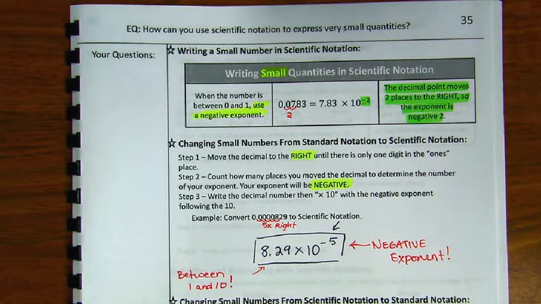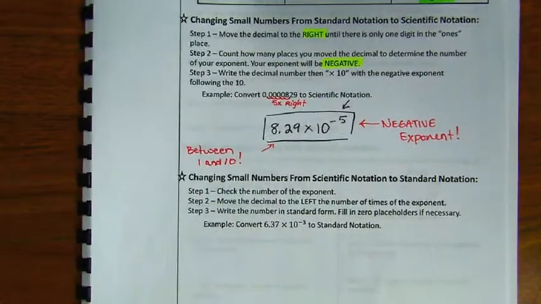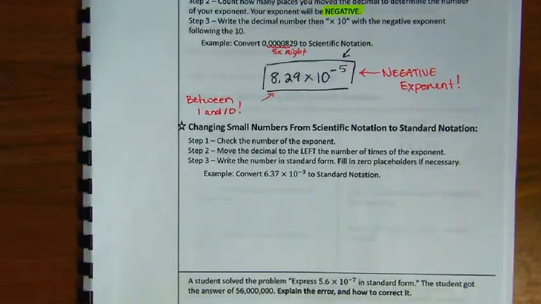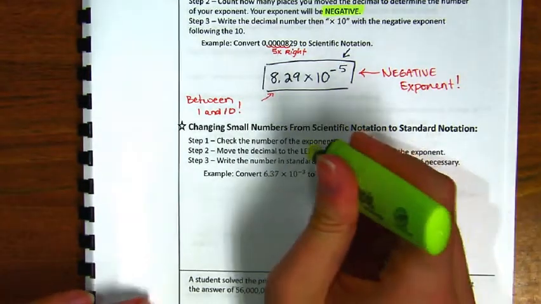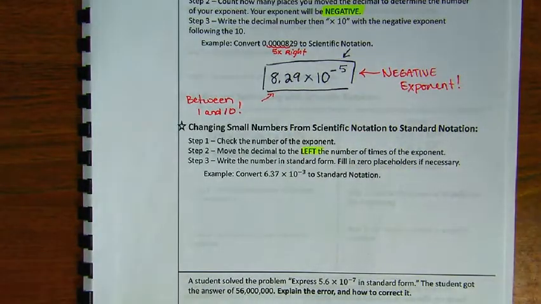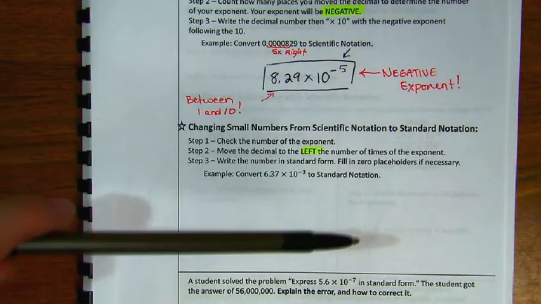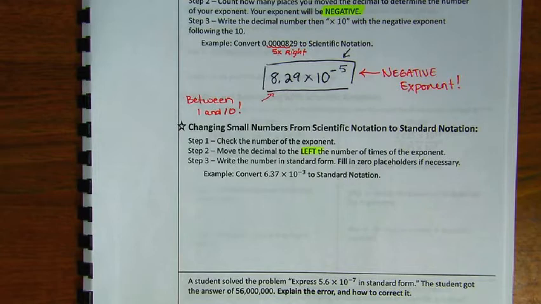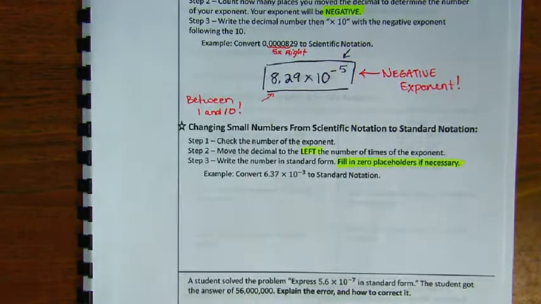All right, and then last example we're going to go over is just how to change a small number from scientific notation back to standard notation. So we're going to check the number of the exponent. Then we are going to move the decimal to the left, because to turn it to scientific, we move it to the right. To undo scientific and go back to standard, we got to move left. It's always the opposite. And then same thing as yesterday, you have to fill in the 0 placeholders if necessary. Almost always necessary.